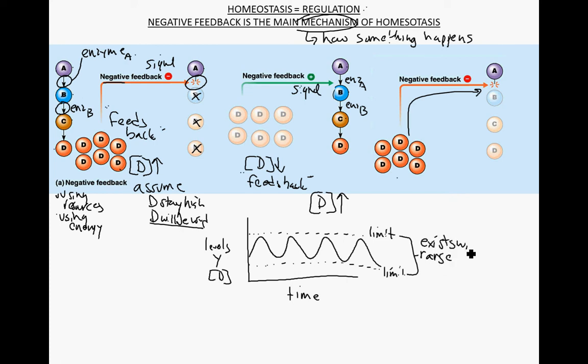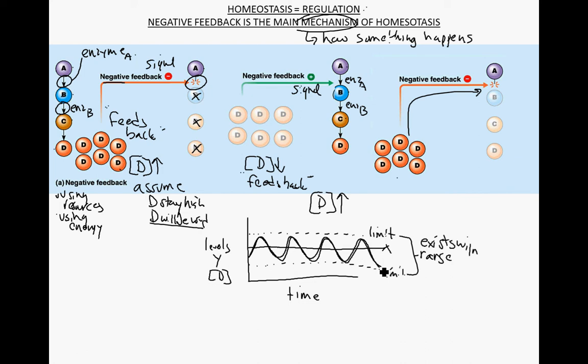Exists within a range. Right? So it's not static. Now the average of D, of course, is going to be somewhere straight down here, but this hardly ever really exists. It's really this sine wave, right, of up and down, and you exist within this limit.